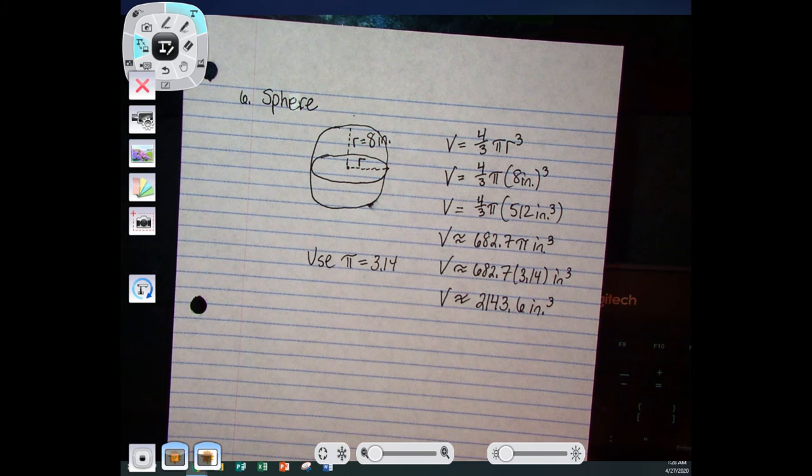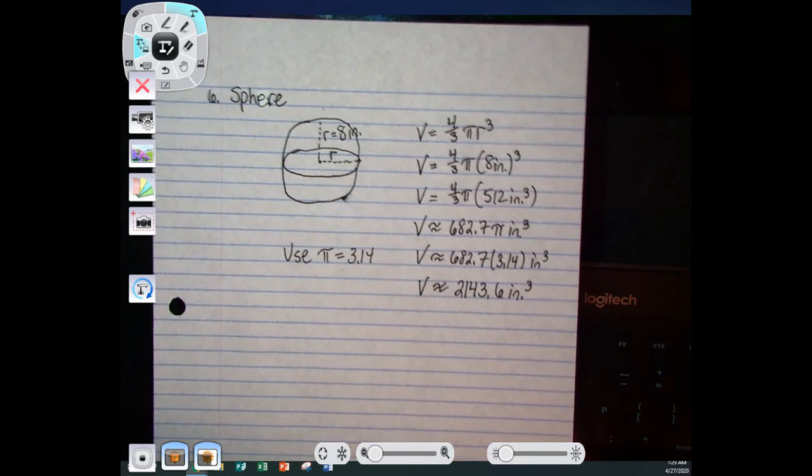Depending on what three-dimensional figure they give you, will depend on which formula you use.